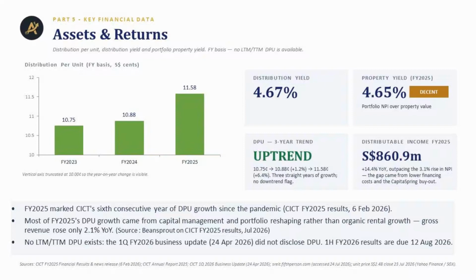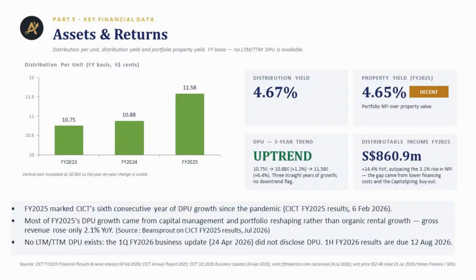It's basic income statement mechanics. Gross revenue flows down to net property income by subtracting operating expenses. To get from NPI to distributable income, you must subtract the interest expense on the trust's debt. By strategically reducing their aggregate cost of debt, the total interest expense decreases. That capital bypasses the property-level NPI calculation entirely and flows straight to the bottom-line distributable income. The DPU growth was engineered by capital management rather than organic rental growth at the property level.